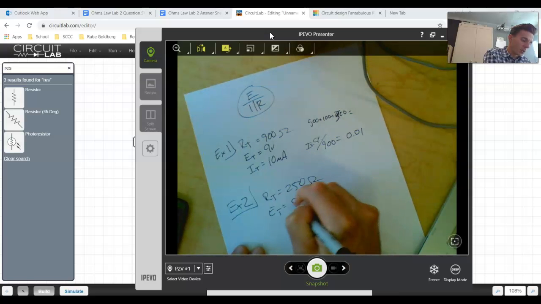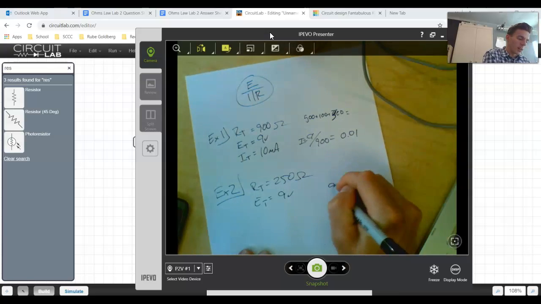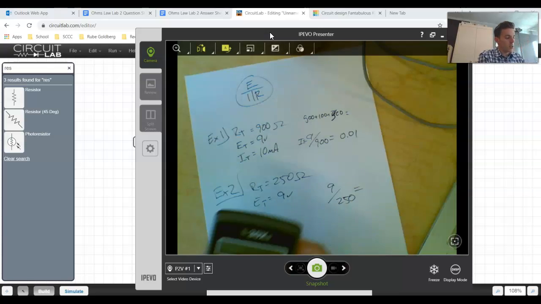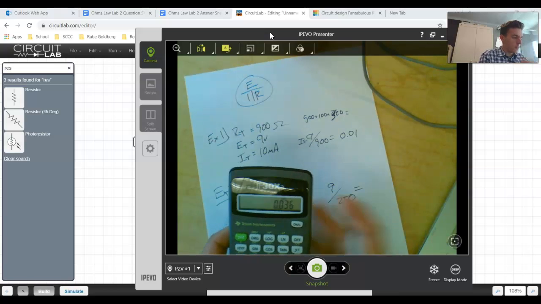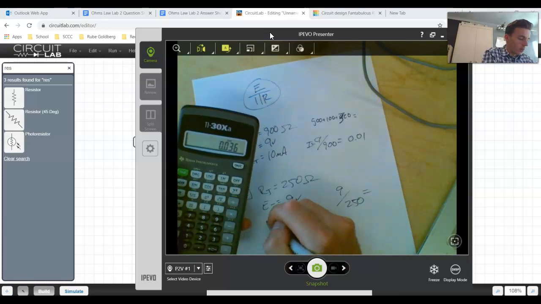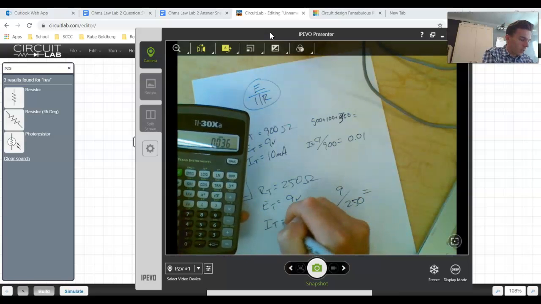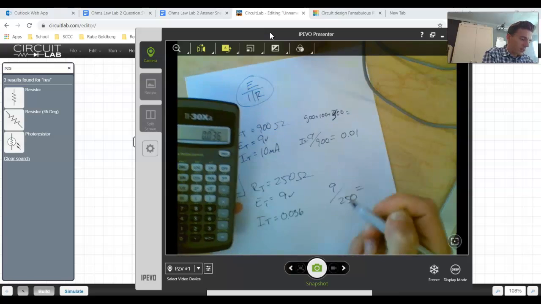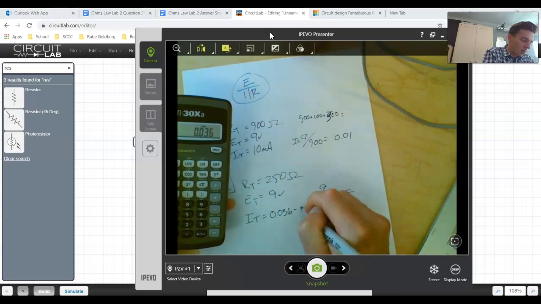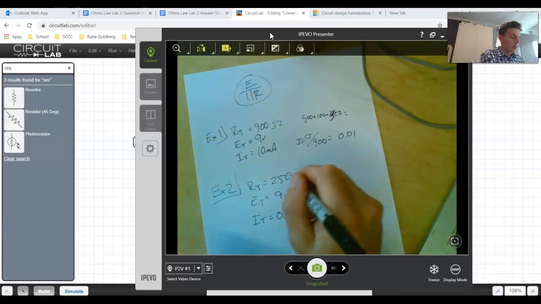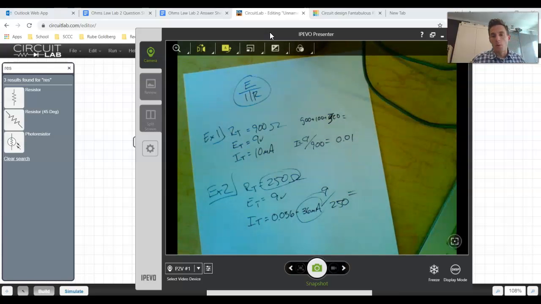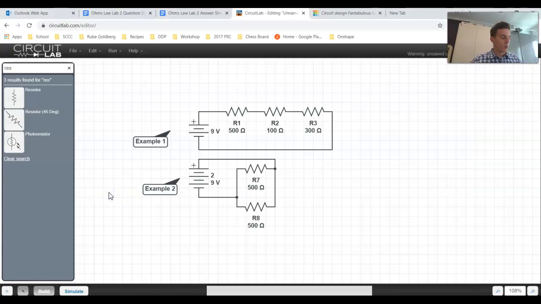E total is still equal to 9 volts. We're still going to take 9, but this time we're going to divide it by 250, and we are coming up with I total of 0.036, aka 36 milliamps. Okay, so my calculated resistance would be that, my calculated current would be that. Again, here I have two 500 ohm resistors. Just jotting that down so I know when I go through my circuit here.